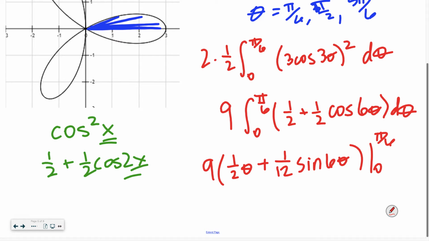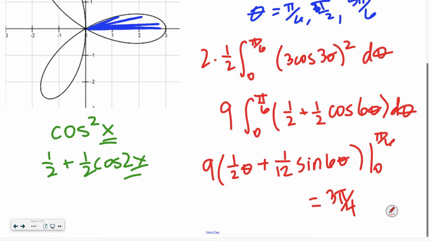That's what I got. And we are all very capable of plugging in values. I'm just trying to save some time. 3 pi over 4. That's the area right there. One petal. Very cool.